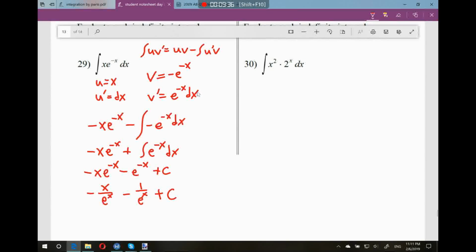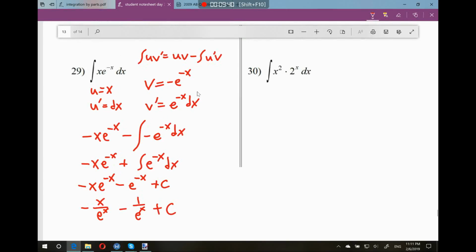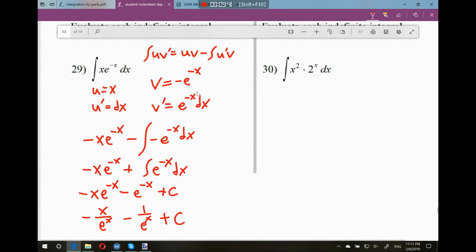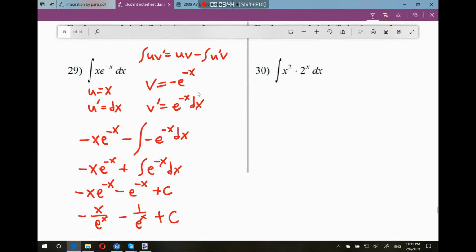Can you please scroll down a little bit? Okay. Can you see the whole thing? Yes. Okay. Any questions on what we did? No. Okay. Let's try the next one together then.